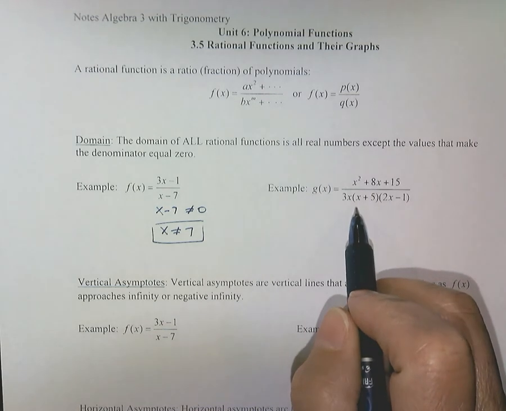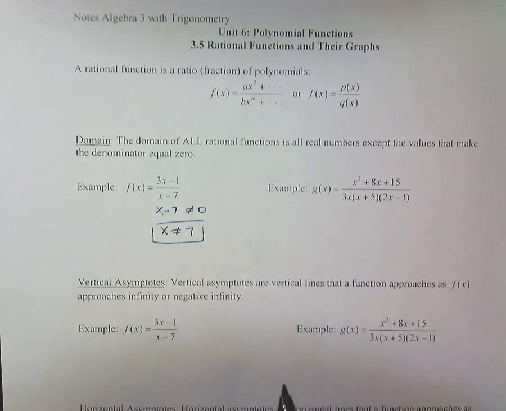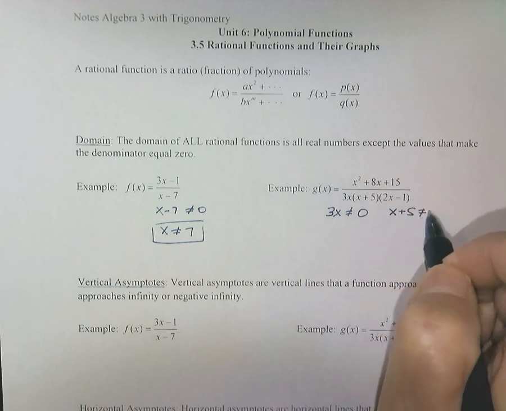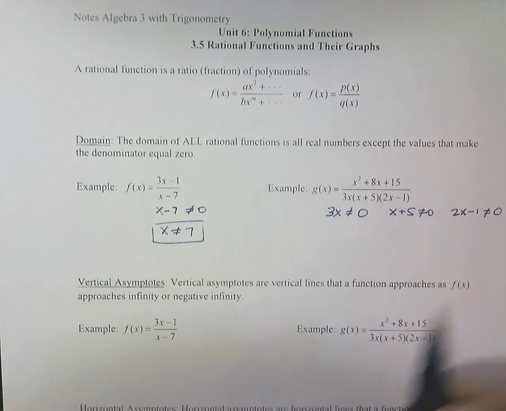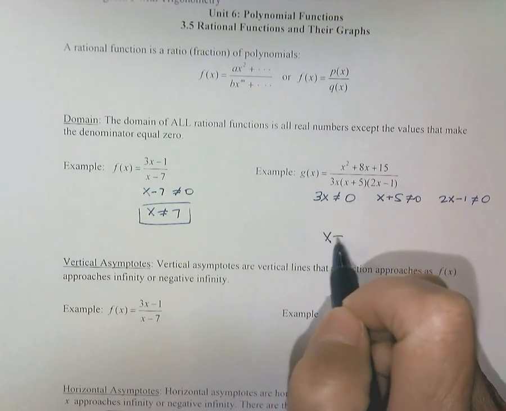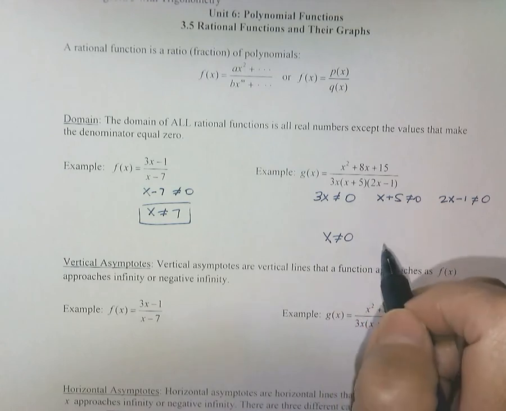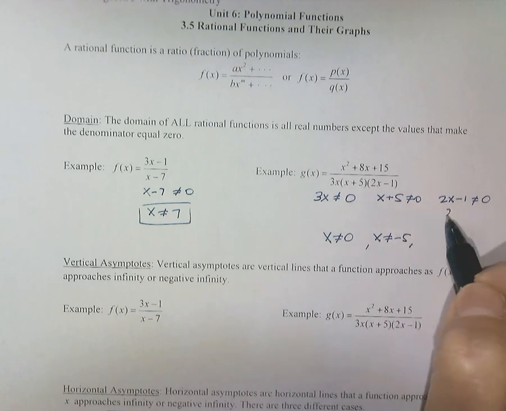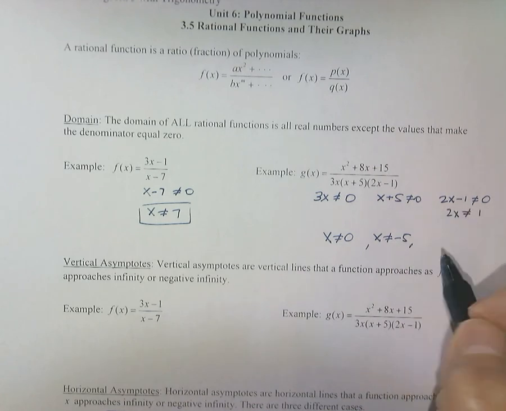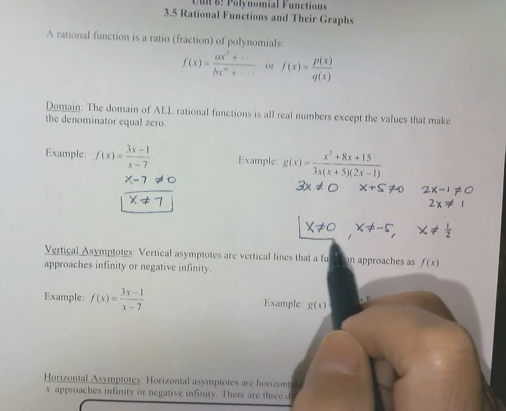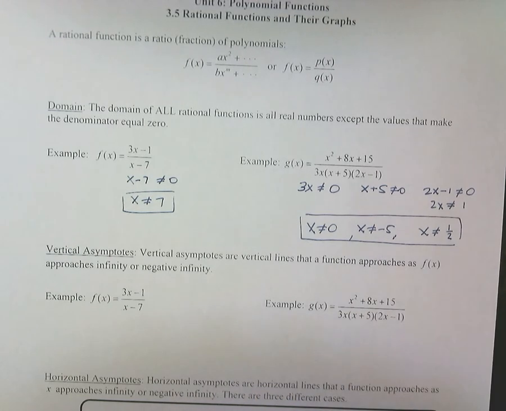For the second example, the denominator is already factored. If it were not factored, and it could be factored, you would need to factor it. So I set each factor not equal to 0. So for the first one, divide by 3, well, it's 0, so I get x cannot equal 0. Subtract 5, I get x cannot equal negative 5. Add 1, divide by 2, I get x cannot equal 1/2. So it's 3 values. It's going to be all real numbers except those 3 values.